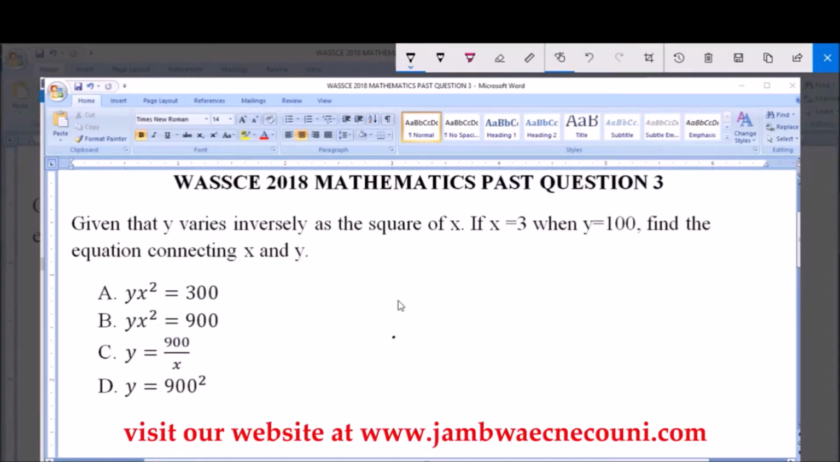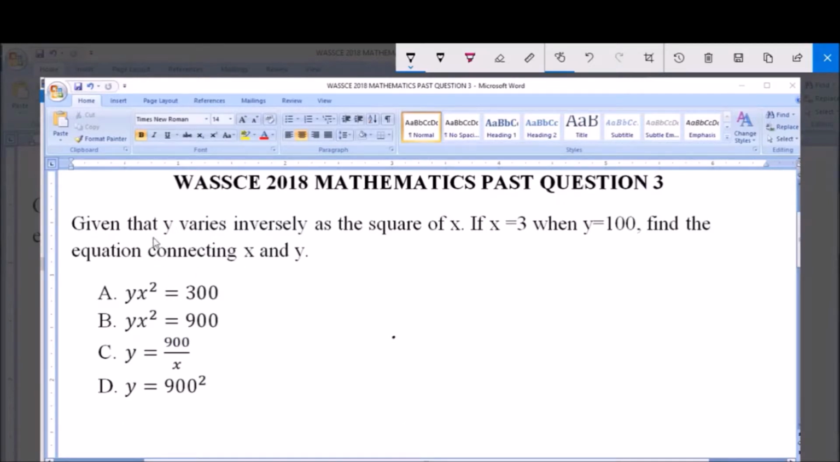Now, this is an inverse variation, and we're given that y varies inversely as the square of x. So from this you can see y is equal to k all over x squared. Now this k is a constant which is introduced because we are changing this proportionality sign into an equation sign. Now from here we can say k, which is a constant, is equal to yx squared.